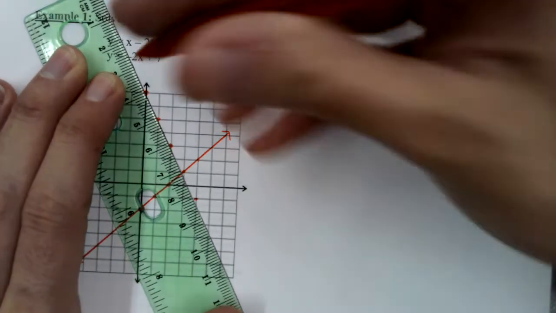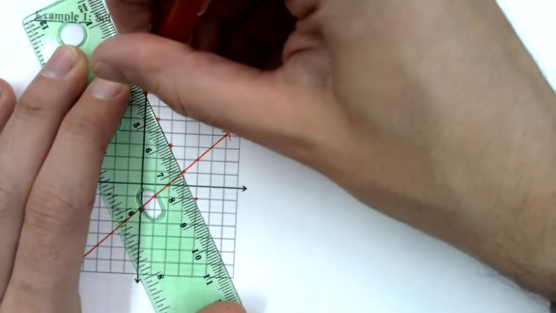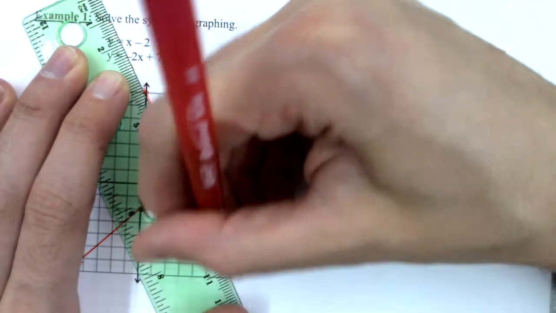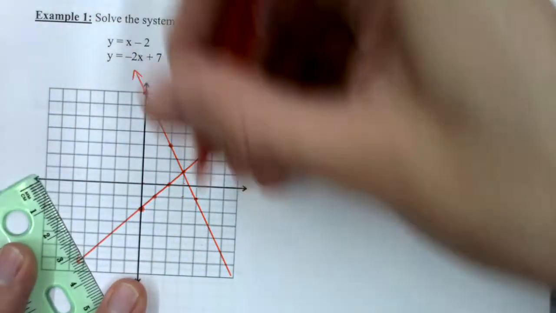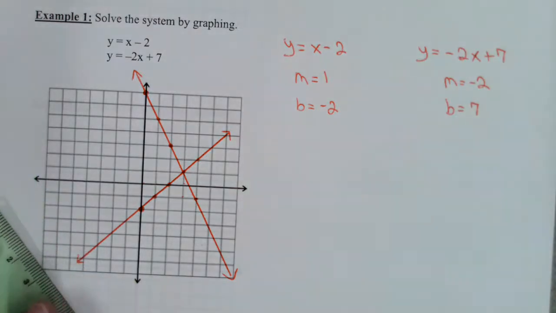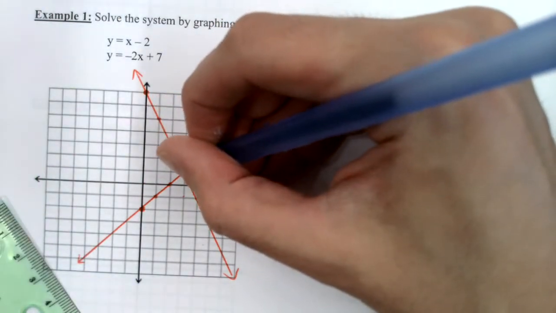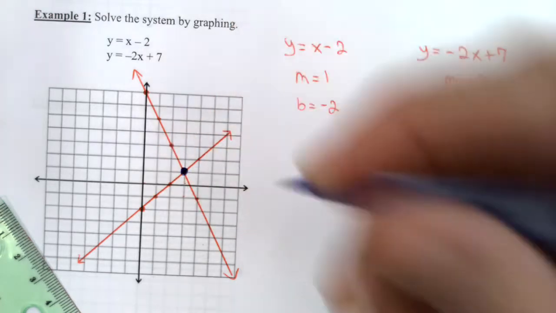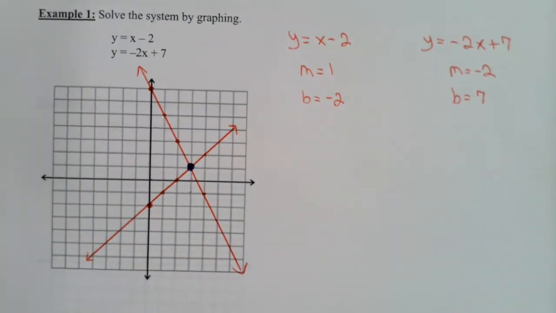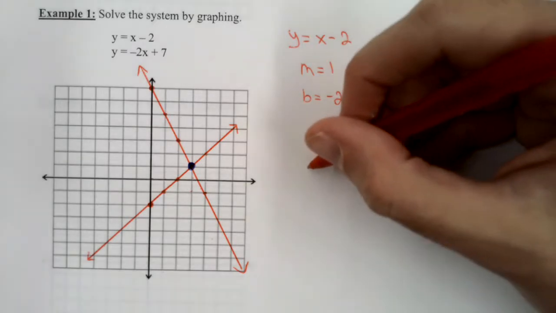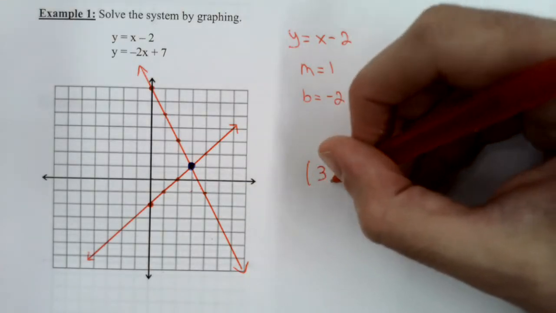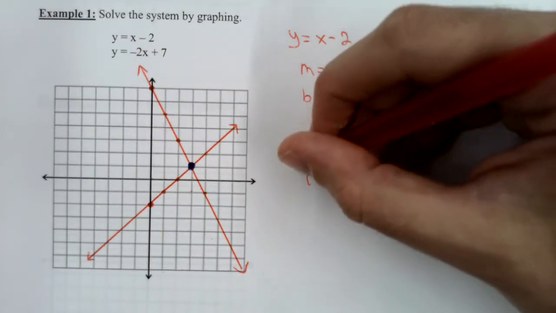Draw your line. You got to make sure you're careful. You got to be almost exact on these ones, because you want to see where the lines intersect. Now you can see the two lines intersect right here. So that is the answer. The answer is 3, 1. And you write it as an ordered pair, parenthesis x, comma, y.